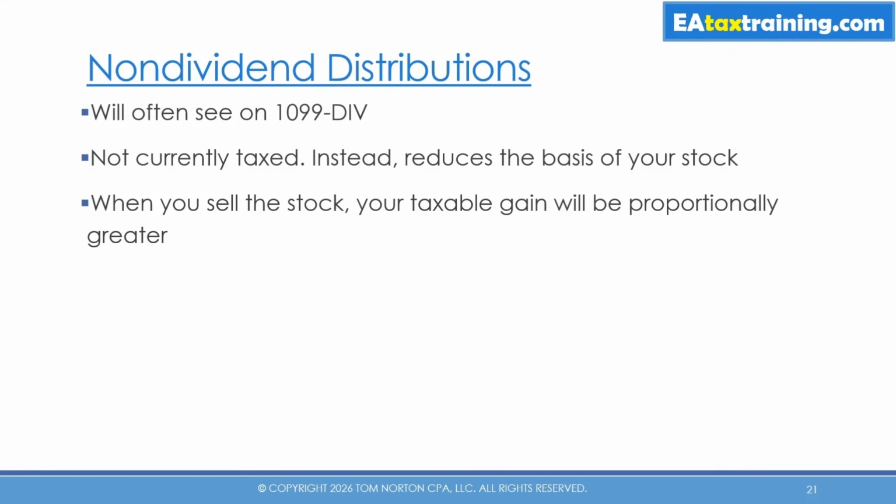Non-dividend distributions. Sometimes corporations will make a distribution to their shareholders that is not a dividend, and they will identify it as such on the 1099-DIV. That distribution is not currently taxed. It is considered a return of your investment. So that reduces your basis in that stock. So when you sell it, your taxable gain will then be proportionally greater.